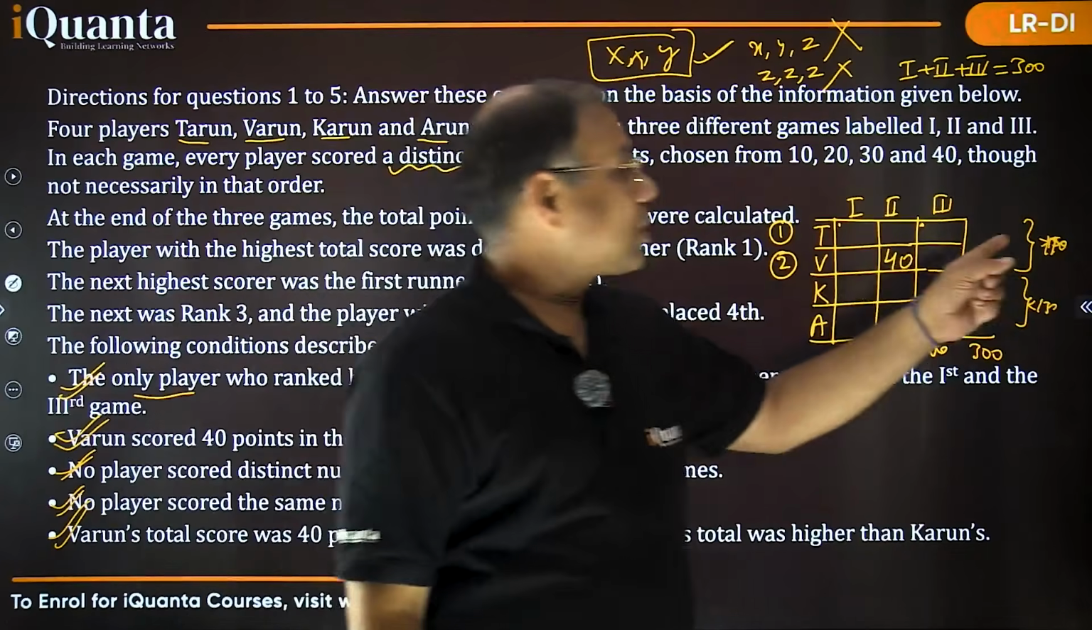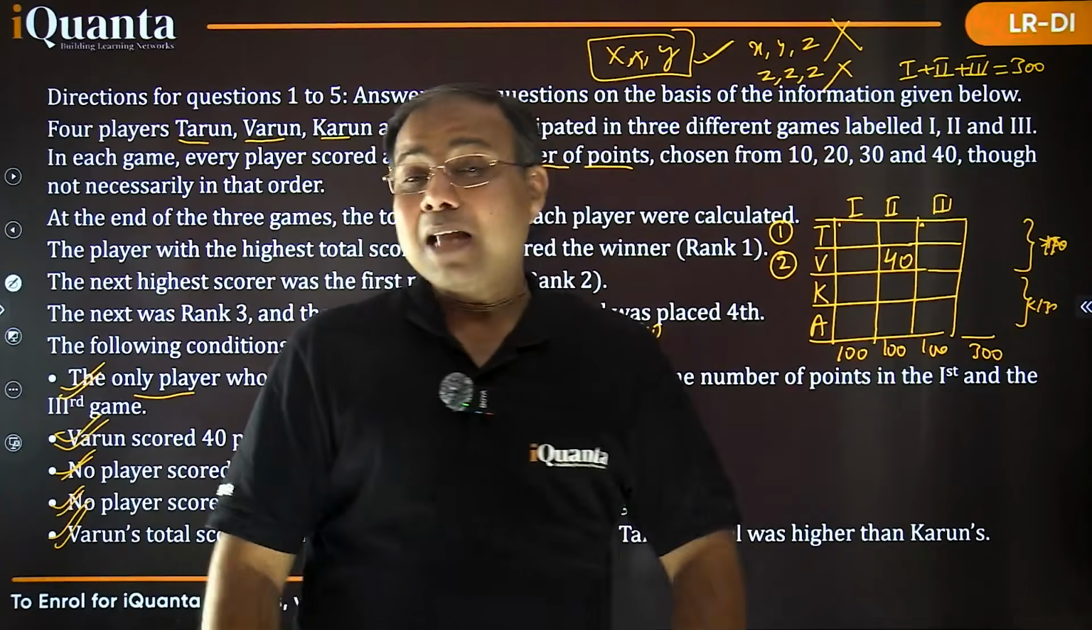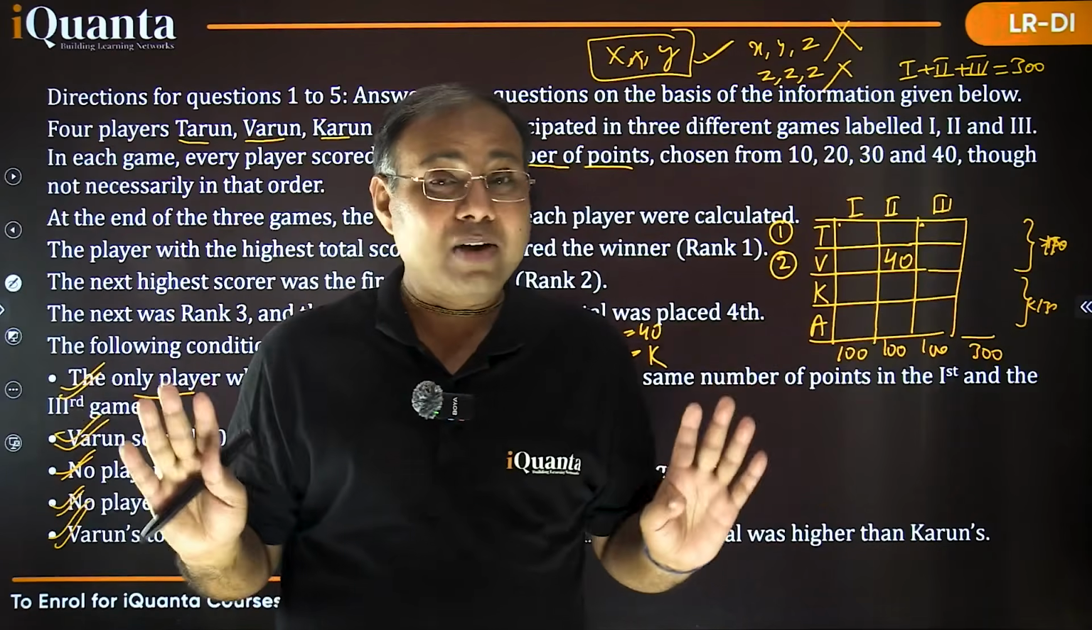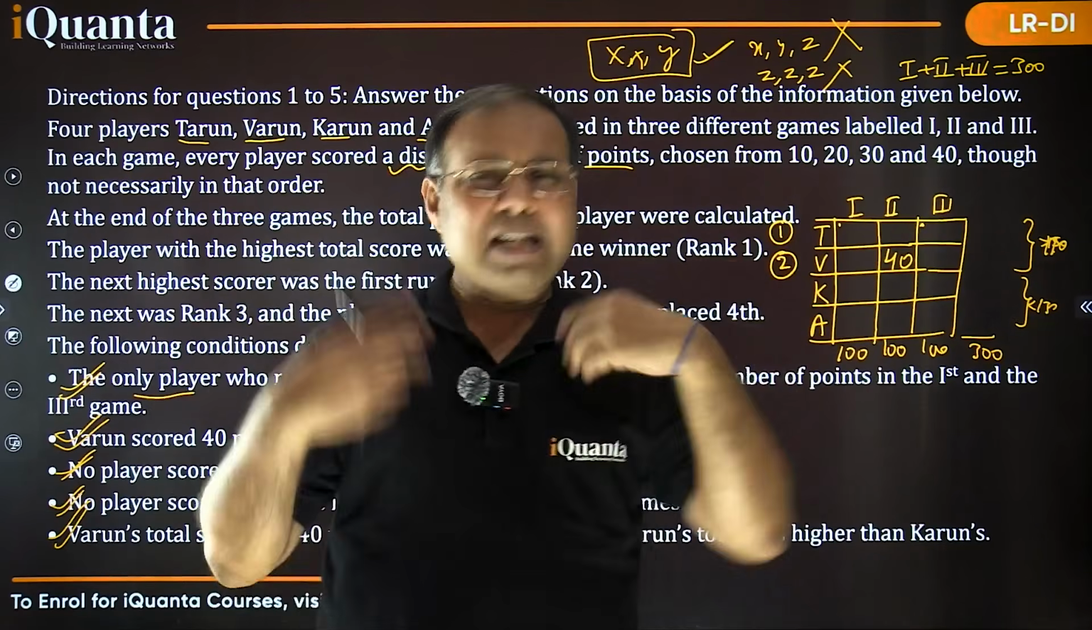That's why I'm saying this is not 170, it is more than 170 and this is less than 130. I hope it is very, very clear, right? This should be certainly more than 170 and this should be less than 130. Now let's try to distribute.